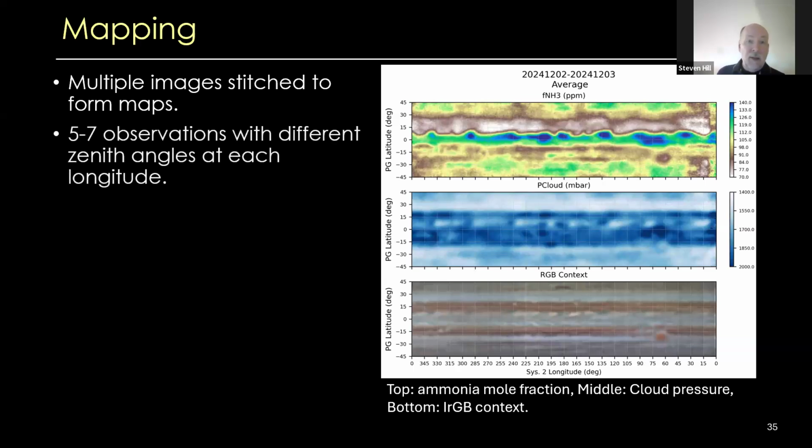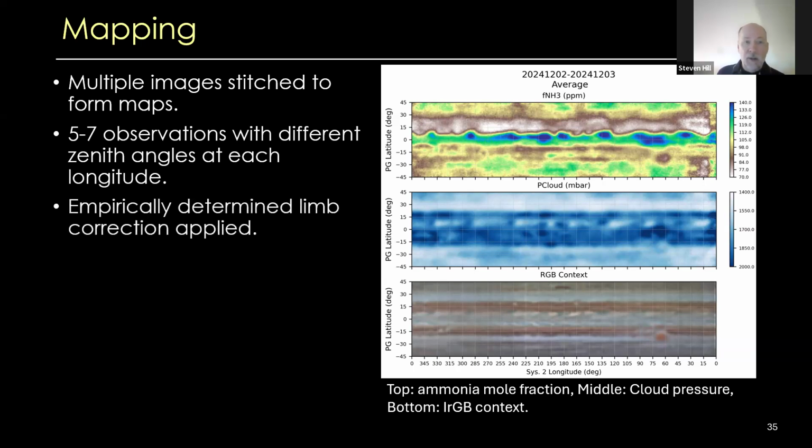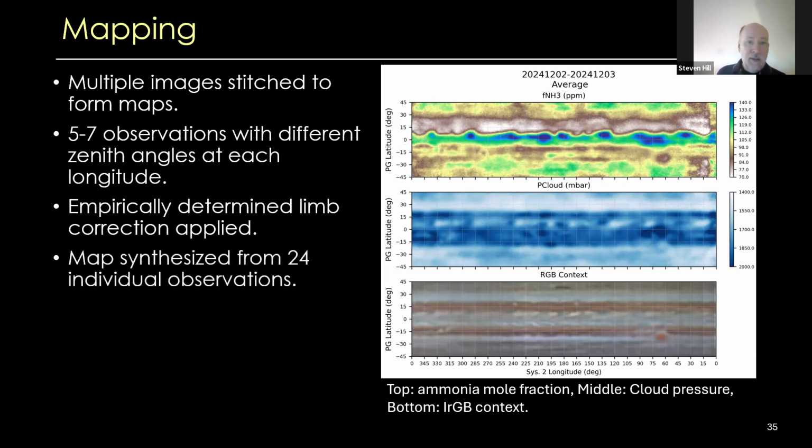at every longitude on these maps, there are really 5 to 7 individual observations that have been stacked and averaged in a weighted average based on their distance from the central meridian. And there has also been an empirically determined limb correction applied to ensure smoothness. So these maps here were synthesized from 24 individual observations. So that's 24 times 20 minutes. So that's a lot of observing time.